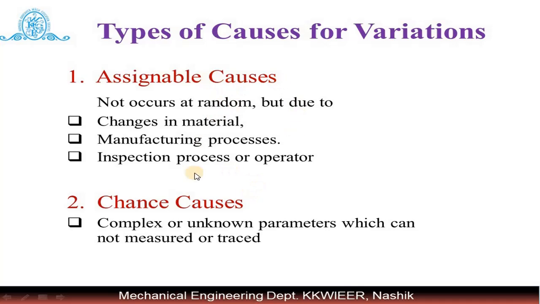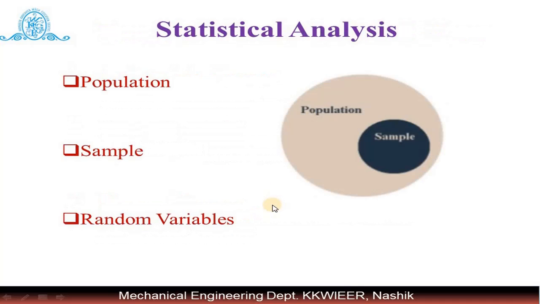So the first two, assignable and chance causes, are to be understood. Then next come the factors related to the terminology of statistics. So what exactly will statistical analysis involve? These three factors are to be understood first. Out of that, the first one is population, sample and random variables.